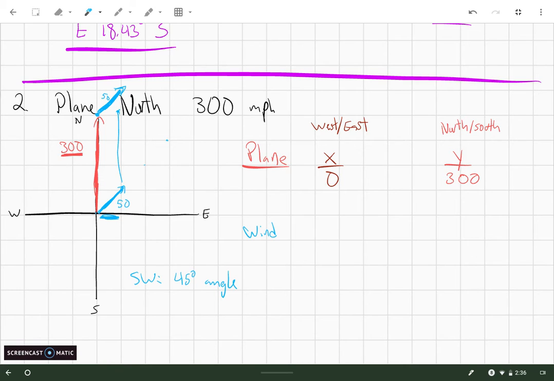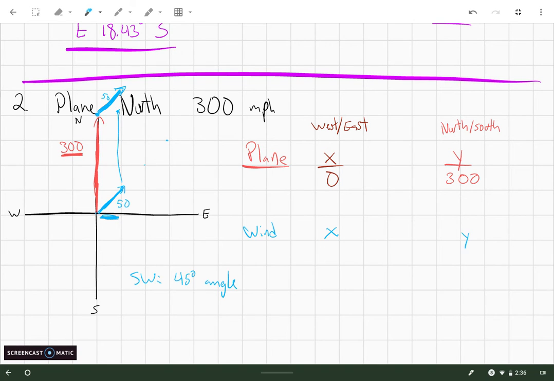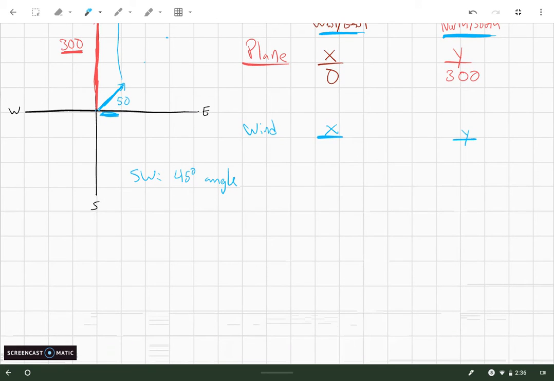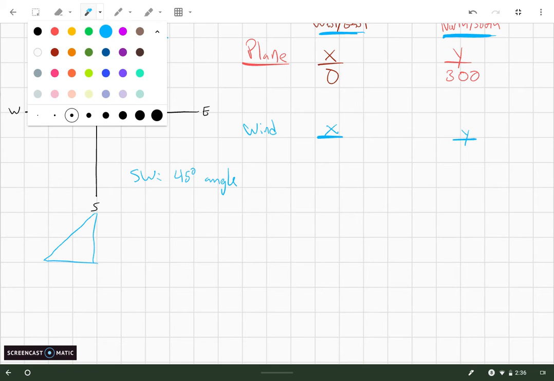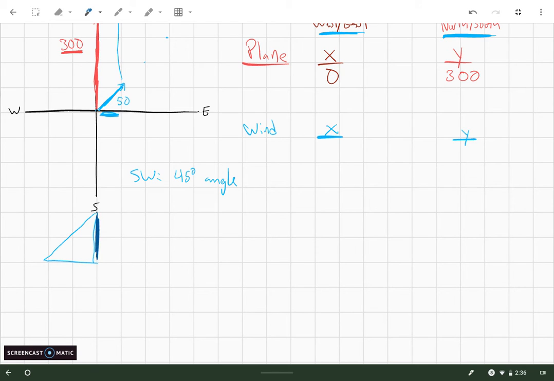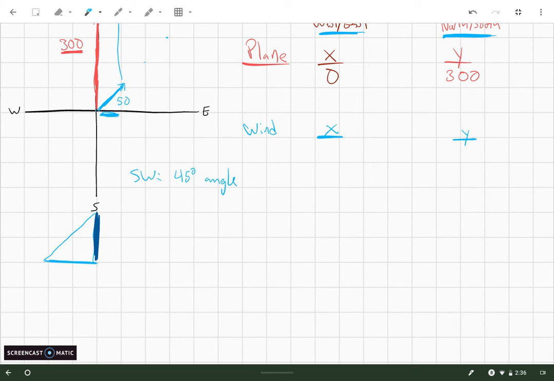All right, so we need wind x, and we also need wind y. The east, west, north, south directions work exactly the same for wind as for the plane. I'm going to draw this right triangle all over again right here, so we don't have too much going on. I'll include this one as my y, and this one as my x. We know the hypotenuse is 50, this is a right angle, and the other two angles are each 45 degrees.